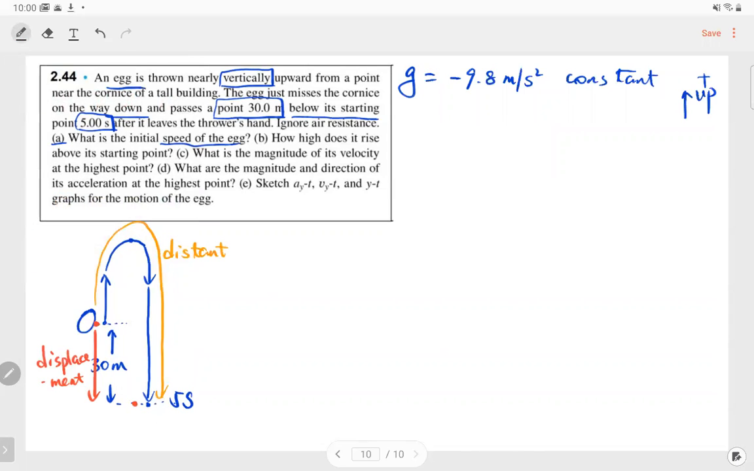So let's solve the problem. We have displacement, we have time, and we have acceleration. And we need to know the initial speed. So we need an equation without final velocity. So the equation will be, part A, displacement equals initial velocity multiplied by time plus 1/2 a t squared. Okay, let's see. The displacement goes down, so we have a negative sign in front of 30 meters. Velocity is unknown. Time is 5 seconds.